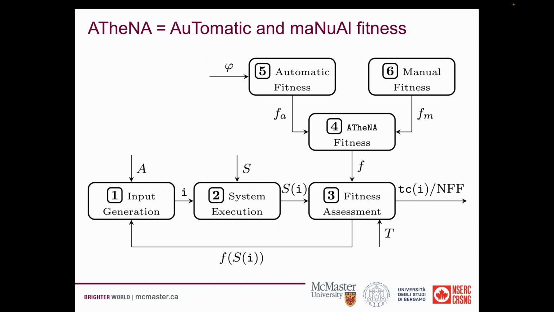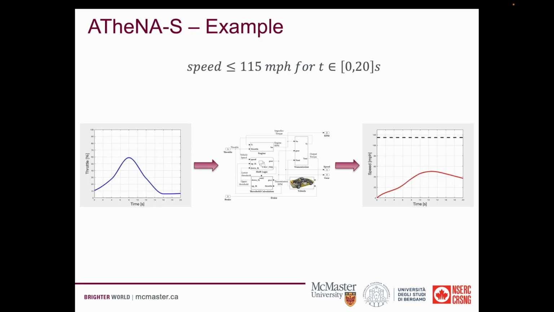ATheNA is a search-based software testing black box tool for Simulink models. Compared to other existing tools, it combines an automatically generated and a manually defined fitness value. This allows the engineers to use their knowledge of the model to help in the test case generation. It uses an iterative approach that keeps generating test cases, executing the model, and checking the requirement. The test case generation is part of an optimization problem that minimizes the fitness value.